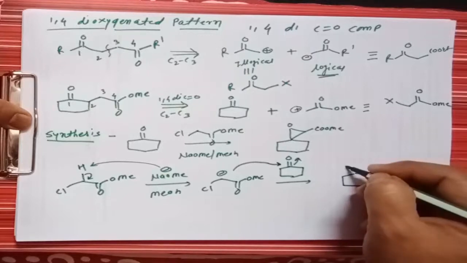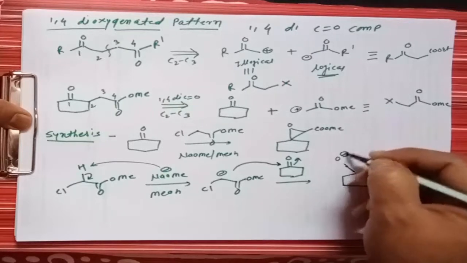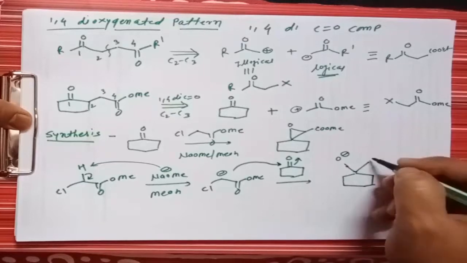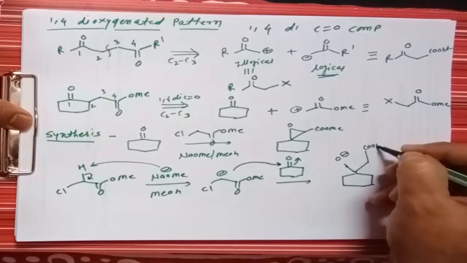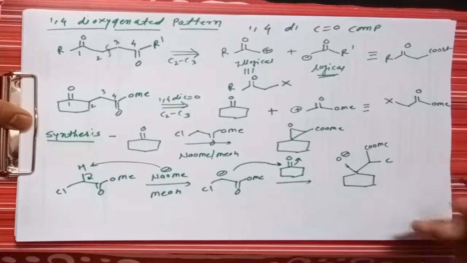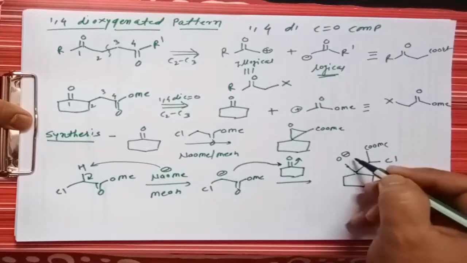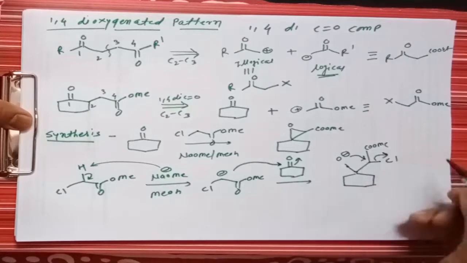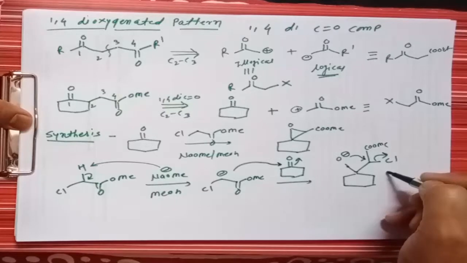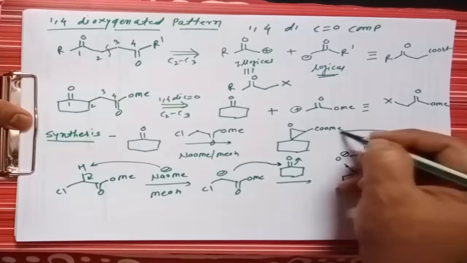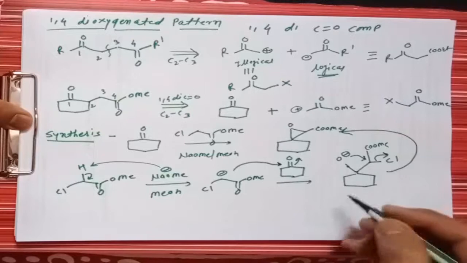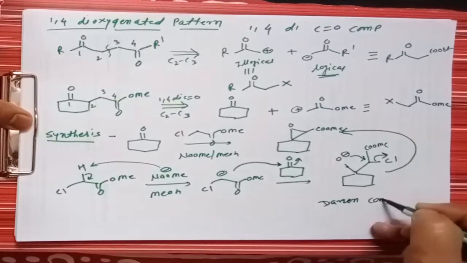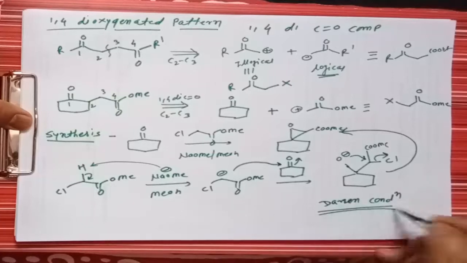That means here it gives an O minus, and here it gives a COOMe, and here is chlorine. And in the next step, what happens? The oxygen will attack on this group and chlorine will be easily removed, and it gives formation of such type of molecule, that is an epoxide, right? So this reaction is called the Darzens condensation.